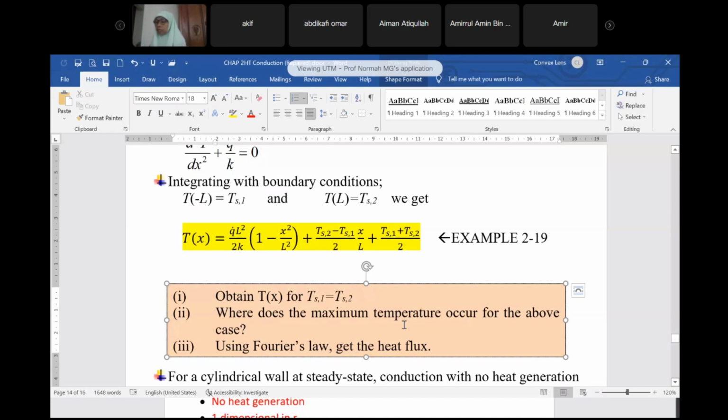Azlin, are you here? Oh, Syah. Yes, you suggest. Where do you think the maximum temperature will occur in the plane wall?